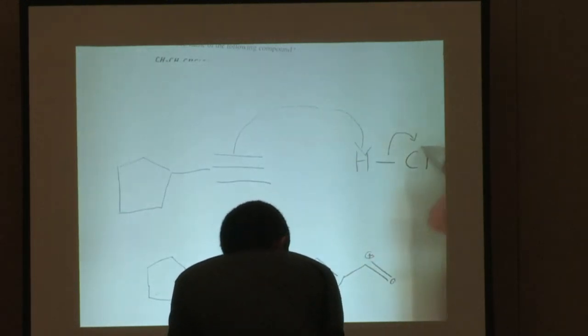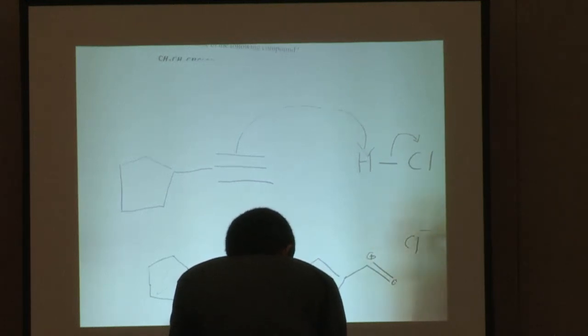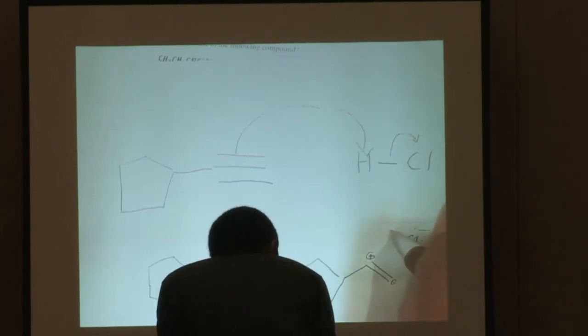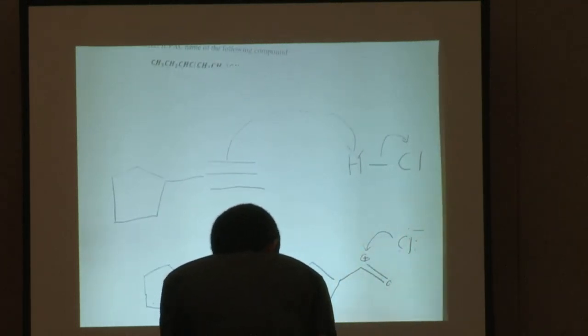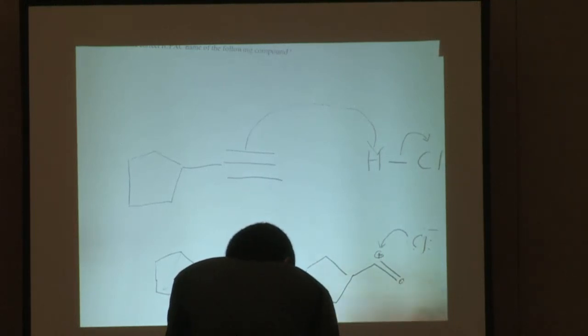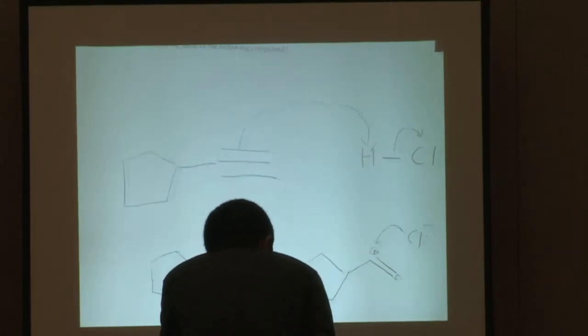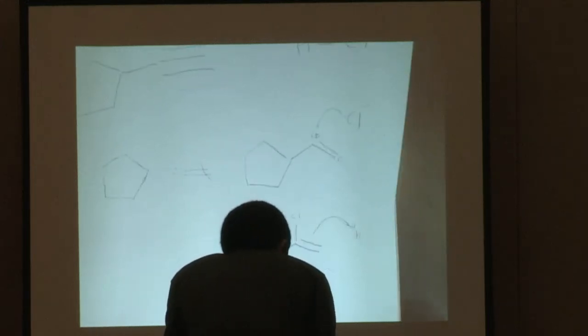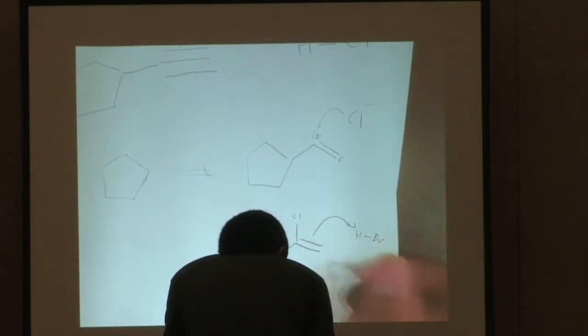So that means once your Cl broke off, you have a Cl minus. Don't forget to draw lone pairs if you're actually expected to draw mechanisms. This is going to attack your carbocation. And then you do the same exact thing, but we have one equivalent of HBr. So the H goes back over here. You're going to have a Br minus.